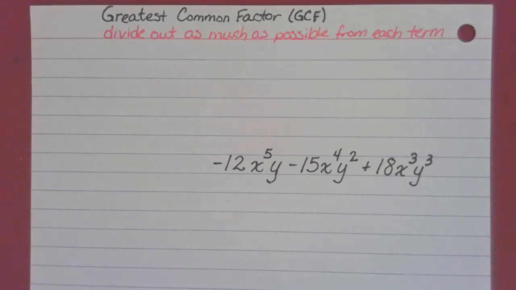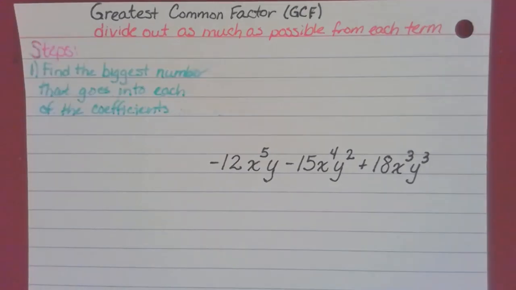So we're going to be looking at this problem, negative 12 x to the 5th y minus 15 x to the 4th y squared plus 18 x to the 3rd y to the 3rd. And we'll be writing out our steps. Our first step is to find the biggest number that goes into each of the coefficients.